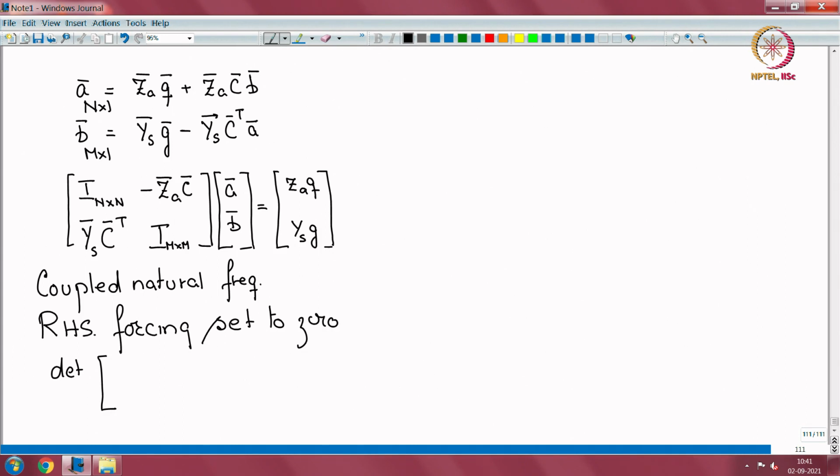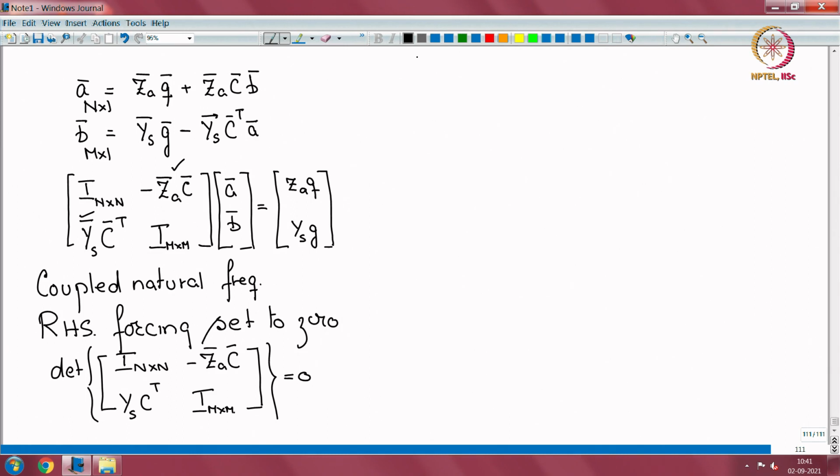As you know, in ZA and YS you have the frequency term, so that generates a polynomial which will give you the frequencies. So we have the determinant of I n cross n minus ZA C, then YS C transpose I m cross m. We take the determinant of this matrix and we set it to 0. That is what we do.